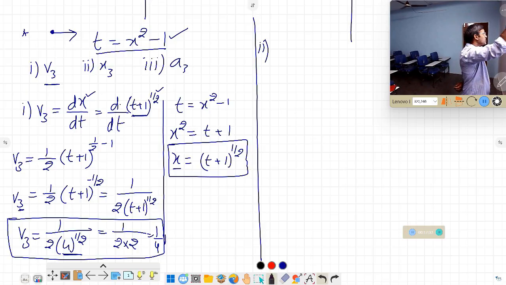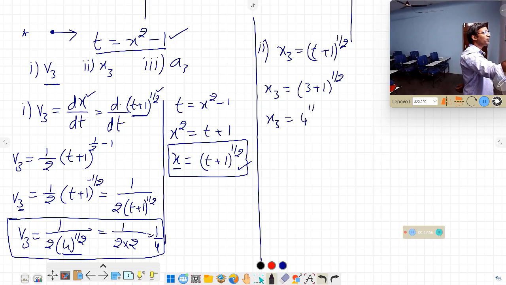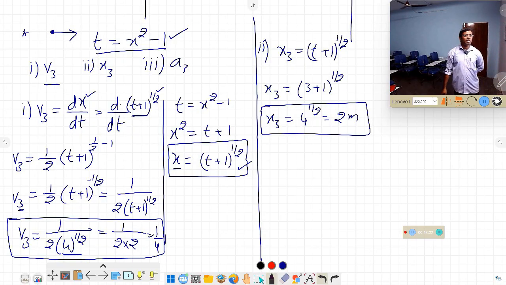Similarly, what is the next question? Next question is displacement. What time are they asking? 3 seconds. What is the displacement? First we already got the displacement equation. How much? That is (t plus 1) whole power 1 by 2. This is the equation we got. Now put the value of t here. So x3 is equal to (3 plus 1) whole power 1 by 2. So x3 is equal to 4 power 1 by 2. You get that is nothing but 2 meters, the answer to the question. So this is the way you get the displacement.